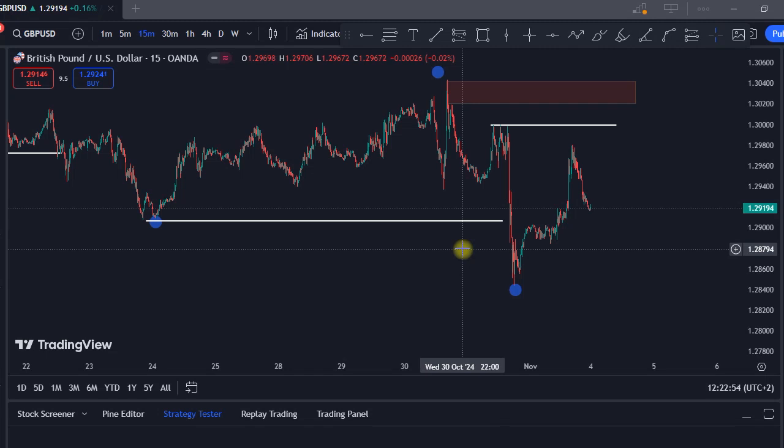Now that we know the trend, we can take trades in the opposite direction until the market reaches the selling zone. And for us to be able to do that, we now have to switch to the 1 minute time frame.